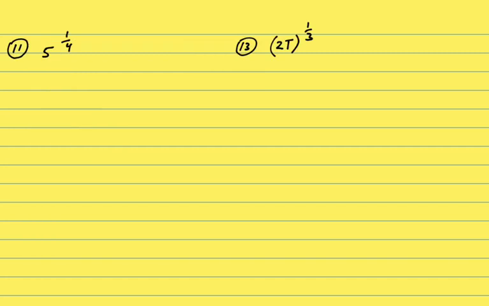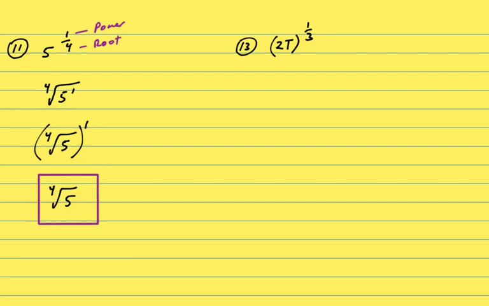Okay, after 9, let's look at 11. Again, now we're going the other way. We have to write it in radical form. Power over root. So it is the 4th root of 5 to the first, or the 4th root of 5 to the first. Either way, it's the same answer, the 4th root of 5. A 1/4 power means a 4th root, just like a 1/3 power simply means the 3rd root.